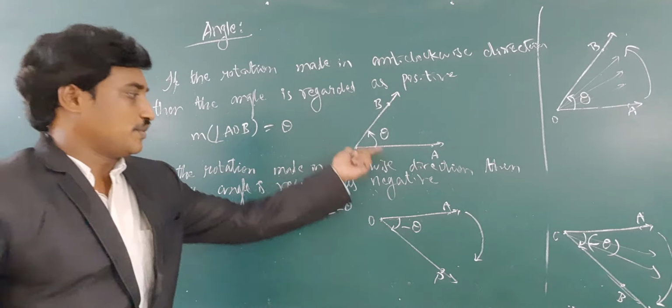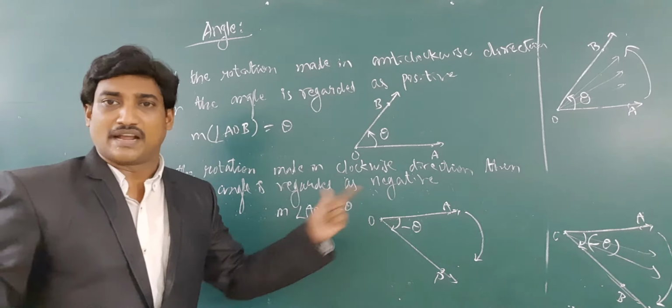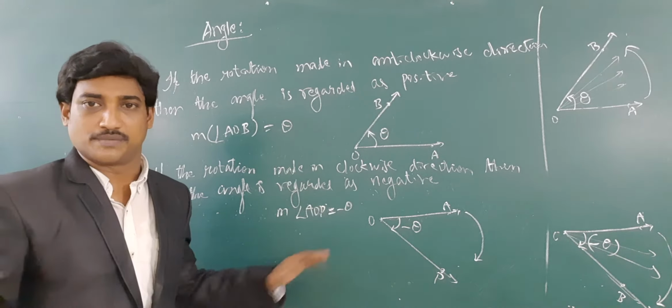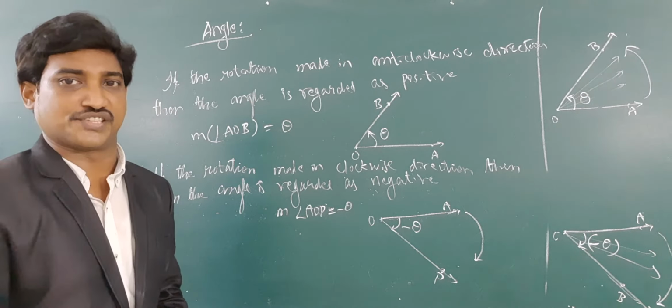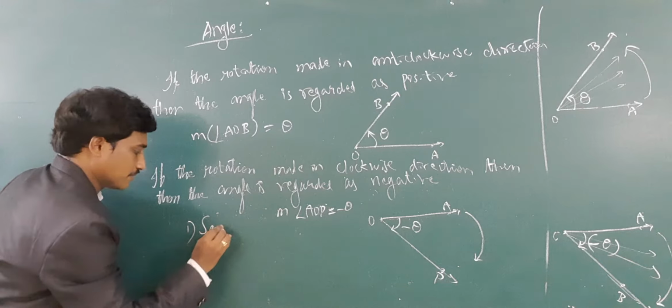Here the angle is positive, here the angle is negative. For measuring an angle, there are three systems used. Let us discuss those three systems. First one, sexagesimal system.